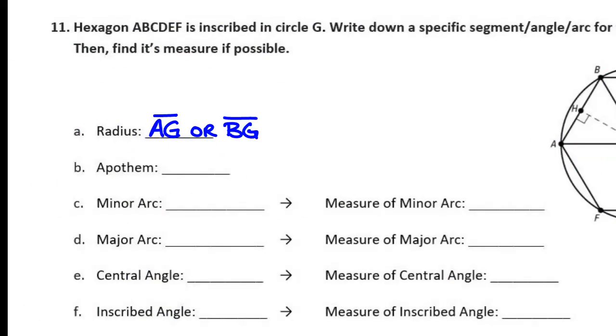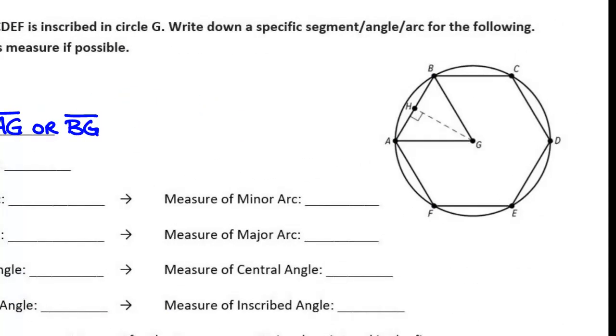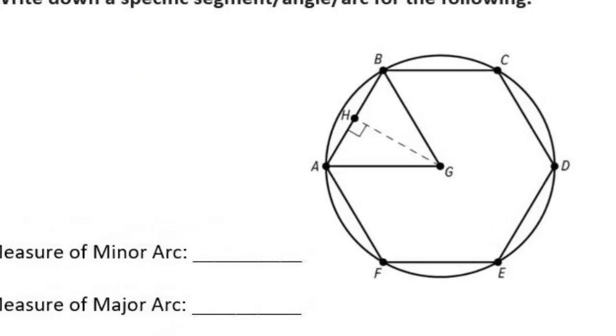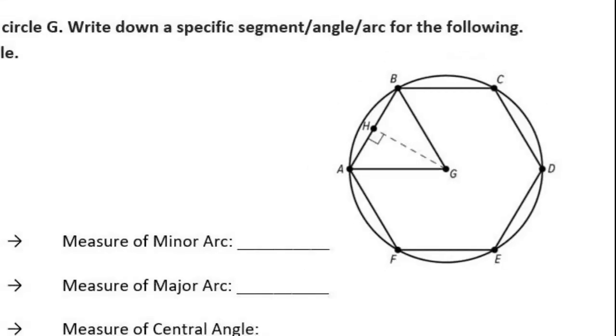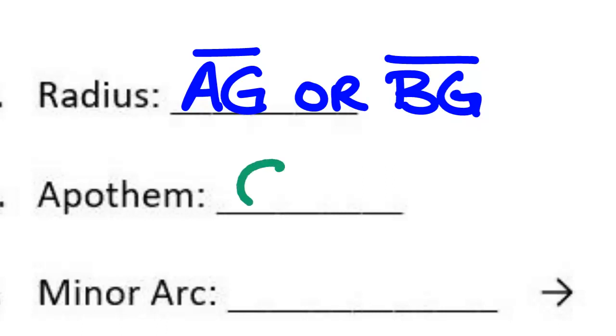An apothem goes from the center to the side, and it makes a right angle where it hits the side. And again, it needs to hit the side of our polygon, our straight-sided figure, not the circle. So what would be the apothem here? GH or HG. Nicely done.